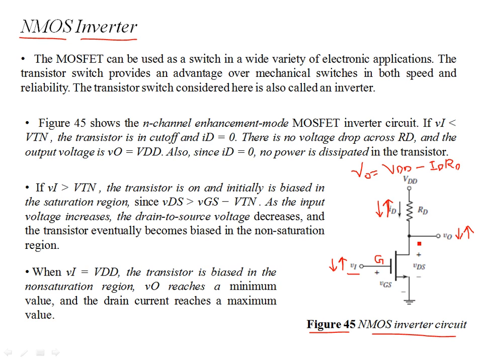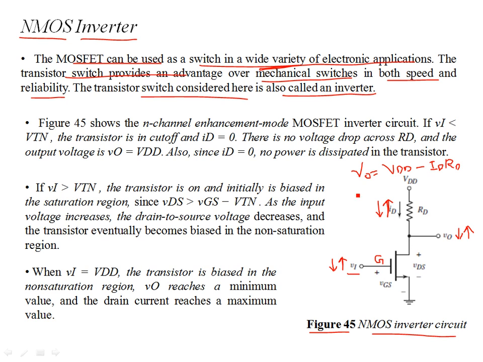MOSFET switches are more reliable and have more speed as compared to analog switches. So you see over here, the MOSFETs can also be used as a switch in a wide variety of electronic applications. The transistor switch provides an advantage over mechanical switches in both speed and reliability. The transistor switch that is considered here is also an inverter.